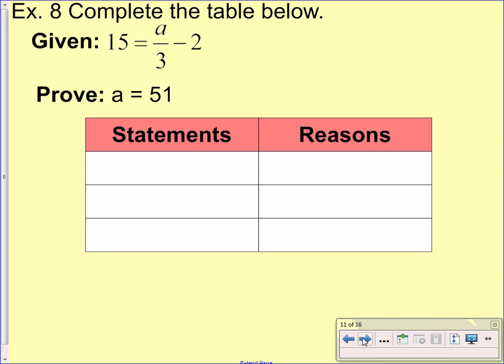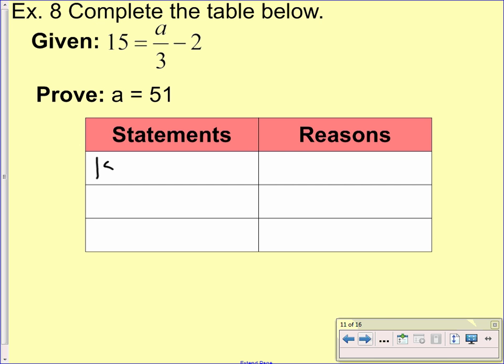Example 8. This is your introduction to proofs. You'll do proofs next year in geometry. Every proof has a statement and a reason column. The statements are where your work goes. The reasons are where your justifications go, just like we did in the first couple examples. In any proof, the first statement is always the given.